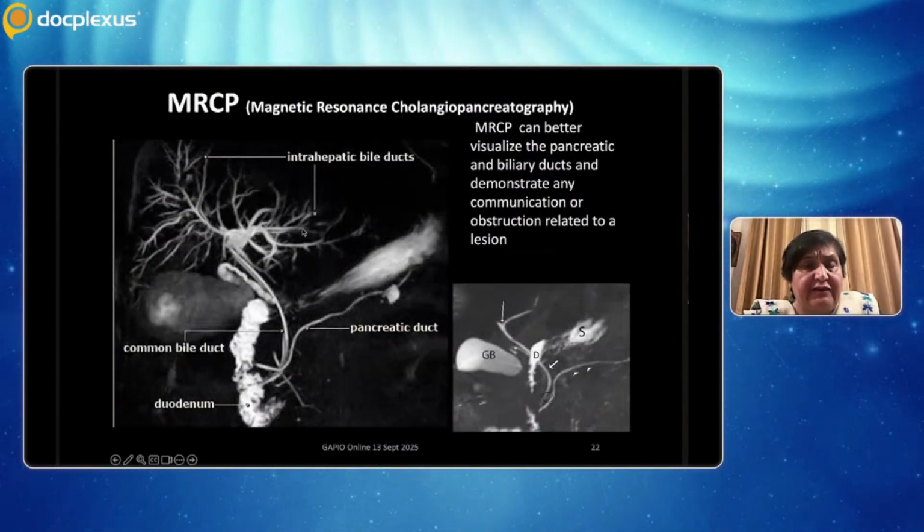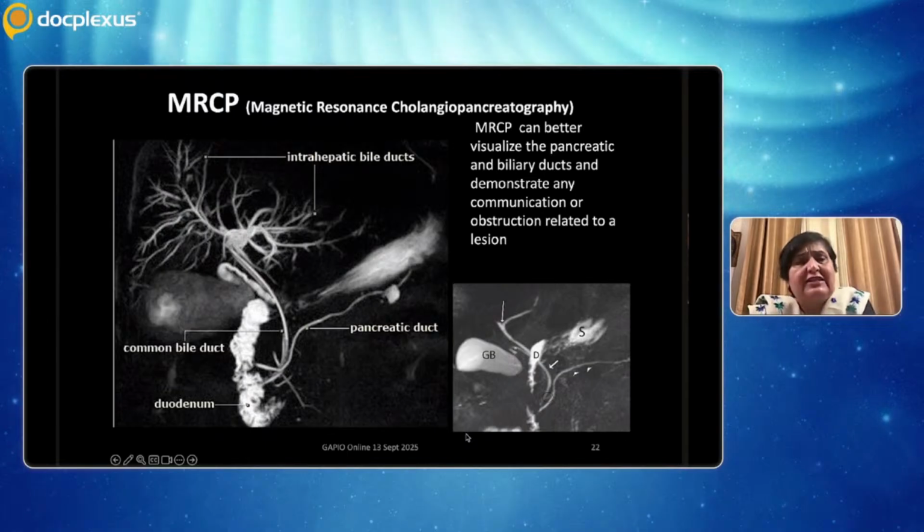MRCP is the other investigation done on MR, and this is a heavily T2 weighted image, which is done for evaluating the biliary tree as well as the pancreatic anatomy. And here you can beautifully see the pancreatic duct, which is there. You can see the CBD there, and that's the ampulla of Vater. And you can see that both the pancreatic duct and the CBD are draining over here. And here you're seeing the minor papilla with the drainage over there. So that's the normal anatomy.